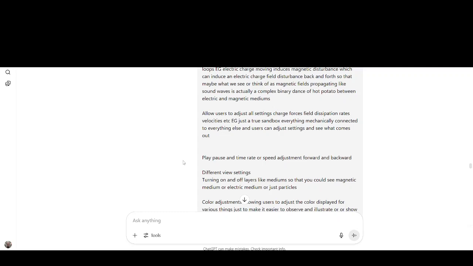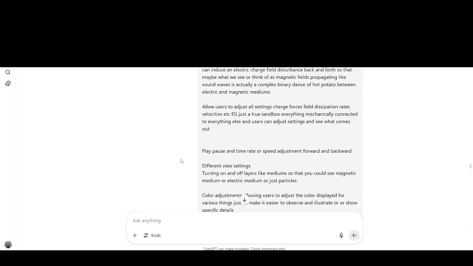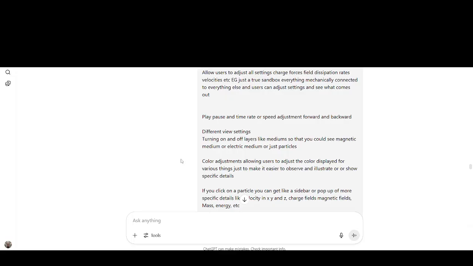Allow users to adjust all settings, charge forces, field dissipation rates, velocities, etc., e.g. just a true sandbox, everything mechanically connected to everything else, and users can adjust settings and see what comes out. Play, pause, and time rate or speed adjustment, forward and backward.